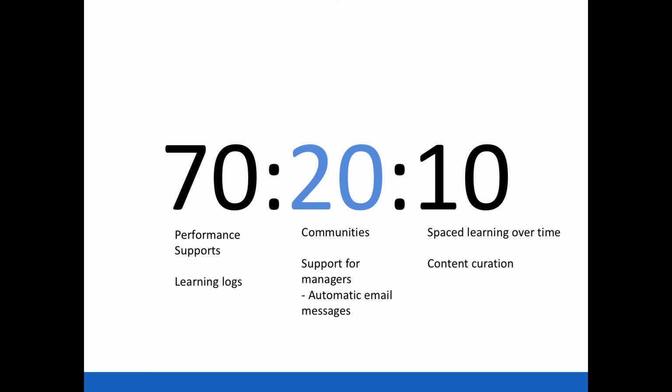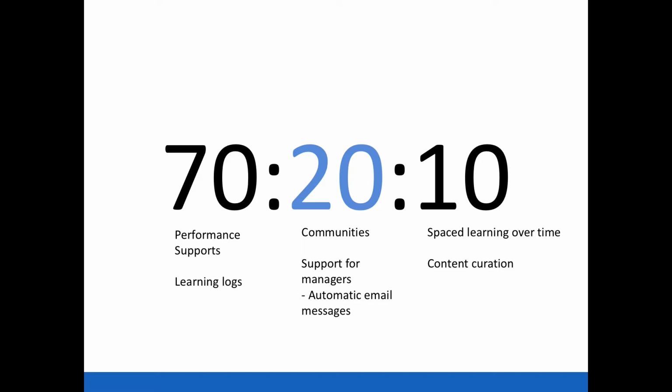Here is a quick mapping of the 70-20-10 model to the ideas we've just been talking about. The 70, the notion that you can learn from experience, which is the most powerful way of learning, can be supported by making sure people have the right knowledge at the right time. Also, one of the most powerful things about learning from experience is being able to reflect and articulate what you're doing. So you can give people learning logs to record what they're doing.